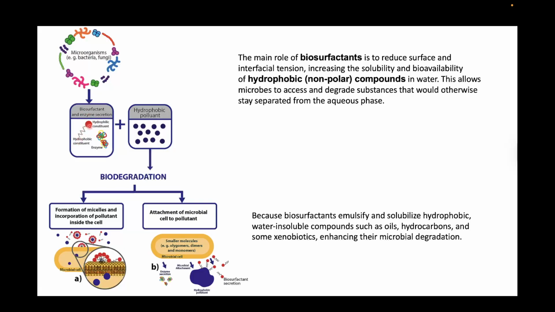which has two parts constitutively, a hydrophilic part and a hydrophobic part. When added to a hydrophobic pollutant, it can lead to its biodegradation via two mechanisms: formation of micelles and incorporation of the pollutant inside the cell of the microbe, and attachment of the microbial cell to the pollutant, such that then the cell can act upon the degradation of the pollutant.